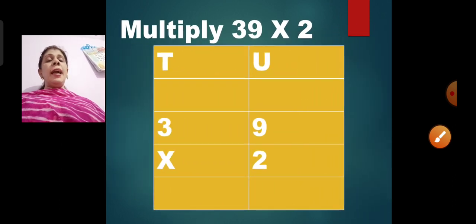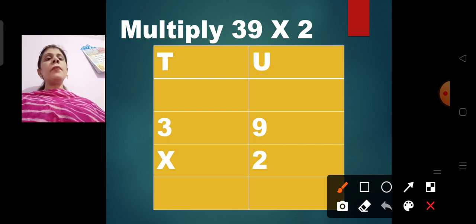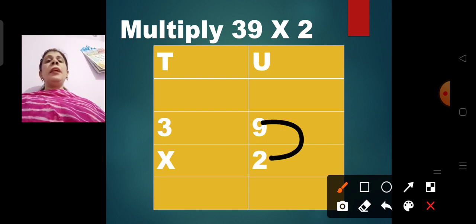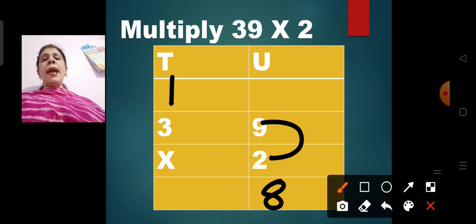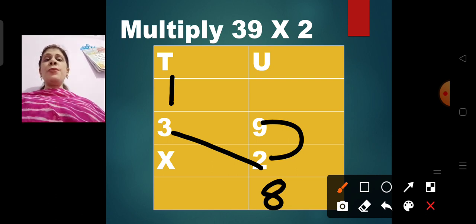Next, 39 multiplied by 2. What is our question? 39 multiplied by 2. Let us start multiplying. 9 twos are, 9 ones are 9, 9 twos are 18. So I will write 8 and 1 I will carry over. 3 twos are, 3 ones are 3, 3 twos are 6.